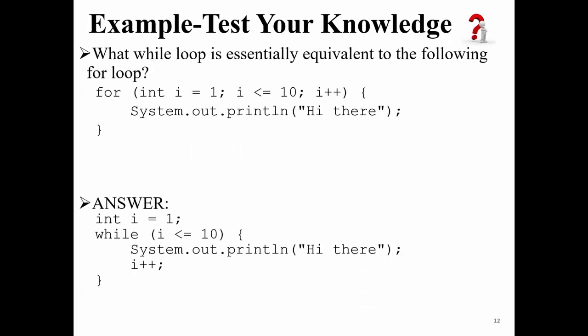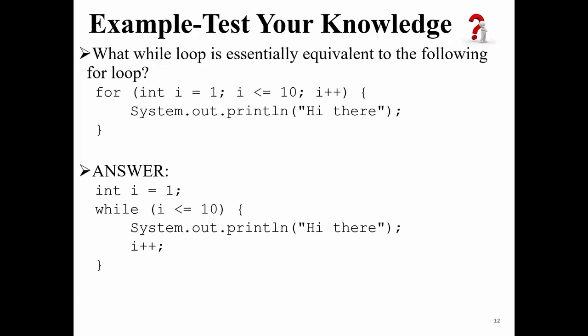In the while loop, we have to separate things because a while loop can check only the conditions. So we have to initialize I outside the while loop. As you can see in the answer, integer I is equal to 1 outside the while loop. The while loop can check the condition where I is less than or equal to 10. The last statement, not the first statement, should be increment I.